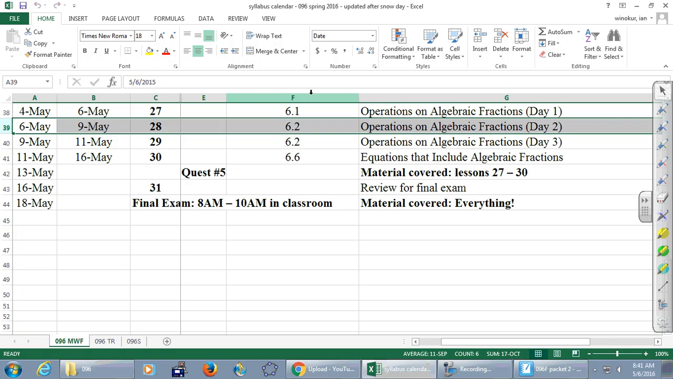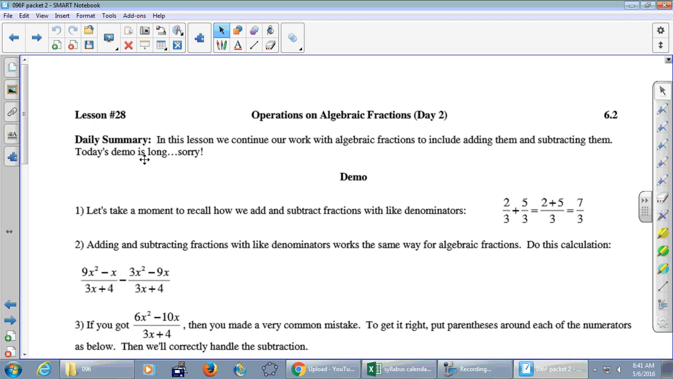Okay, so let's go to page 237 and start with our daily summary. In this lesson, we continue our work with algebraic fractions to include adding them and subtracting them. Recall last class what we did was take a single fraction and simplify it, and then take 2 fractions and multiply them, or 2 fractions and divide them. Turns out adding and subtracting is harder than multiplication and division, so that's what we're doing today.